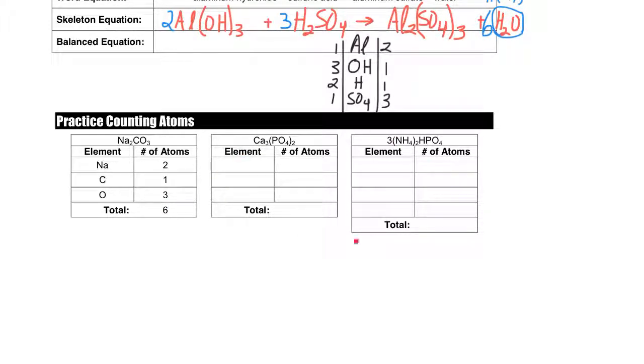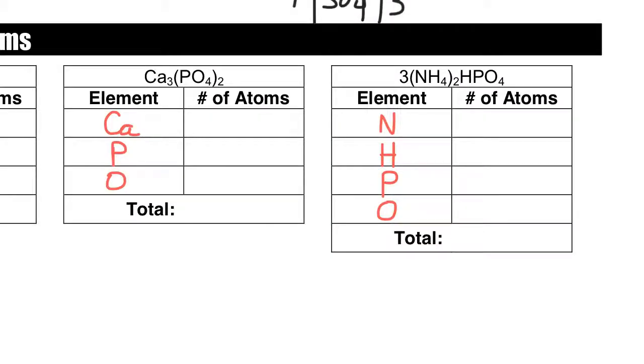Try the next 2, pause the video, see how you do. Start by listing out all the elements in each compound, and then use the rules of subscripts and coefficients to figure it out. Hopefully you were able to get this. If you have any questions about this, just send me an email and I'll get back to you.